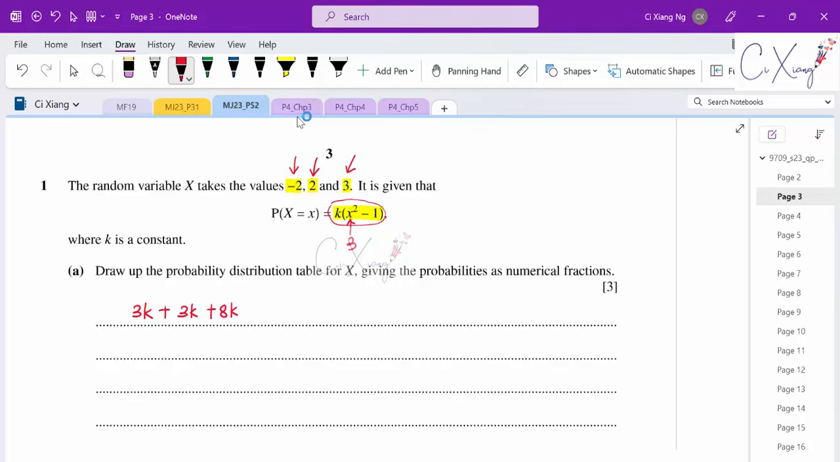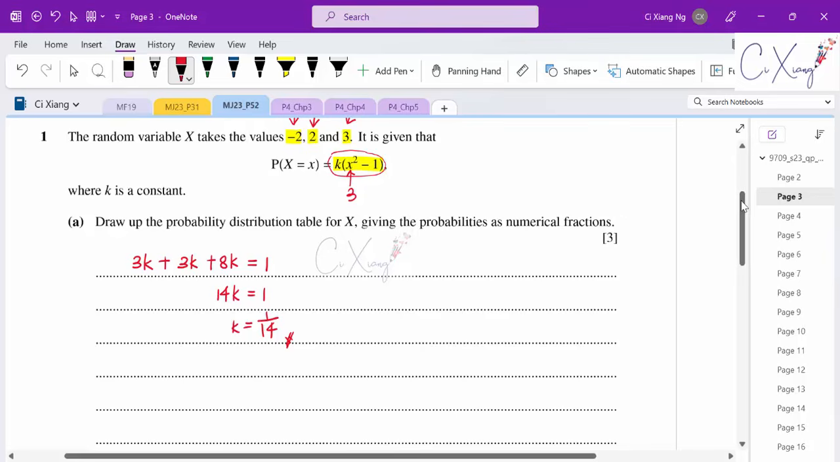Okay, so these are the probabilities for the three values of x here, and the total of these probabilities should equal 1. So I have equals 1 here. And after that, I find the value for k. So the value for k is actually 1 over 14. Okay, so after I found the value for k, only then do I start to draw the probability distribution table.